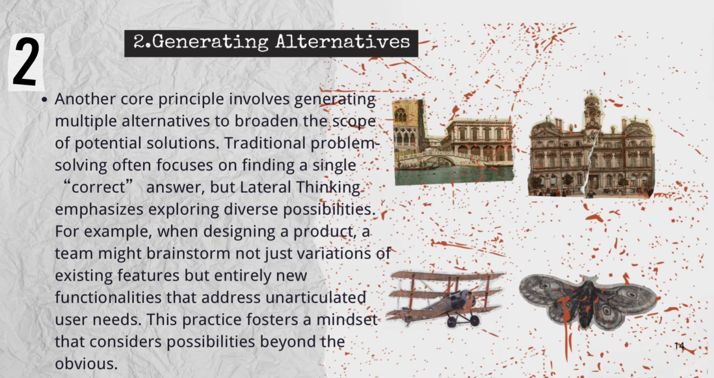Second, generating alternatives. Another core principle involves generating multiple alternatives to broaden the scope of potential solutions. Traditional problem solving often focuses on finding a single correct answer, but lateral thinking emphasizes exploring diverse possibilities. For example, when designing a product, a team might brainstorm not just variations of existing features, but entirely new functionalities that address unarticulated user needs. This practice fosters a mindset that considers possibilities beyond the obvious.